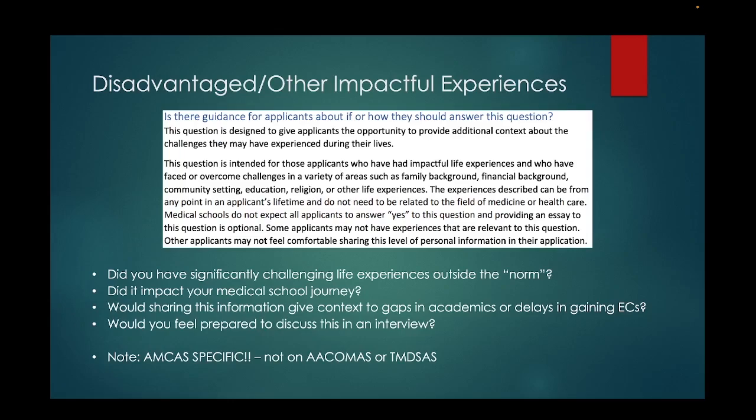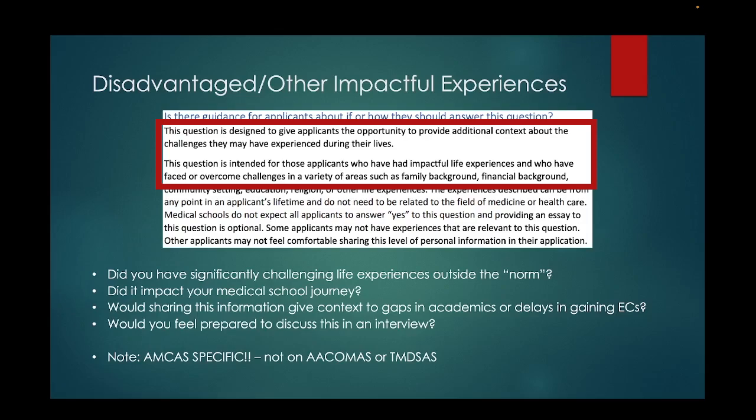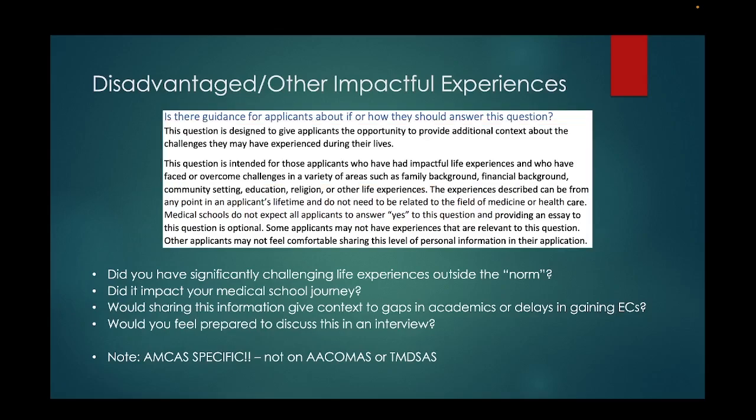And the last essay that is mentioned, the disadvantaged or other impactful experiences essay, is AMCAS only. Again, not everyone is expected to answer yes to the button that makes this essay available, so per the description, this question is designed to give applicants the opportunity to provide additional context about the challenges they may have experienced during their lives. This question is intended for those applicants who have had impactful life experiences and who have faced or overcome challenges in a variety of areas. Again, it is not expected for everyone to fill out this portion of the application or to write this essay.